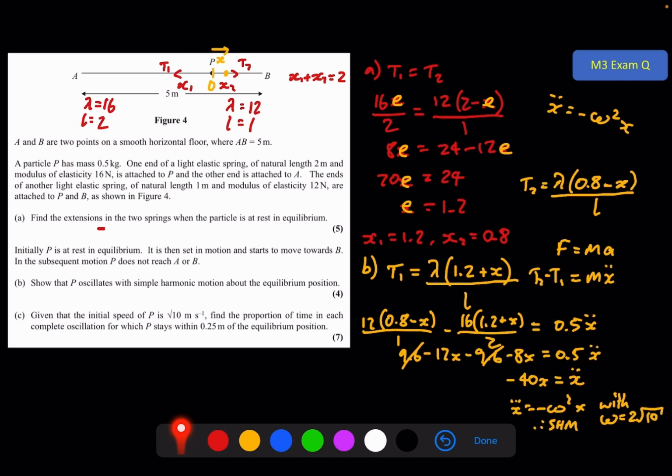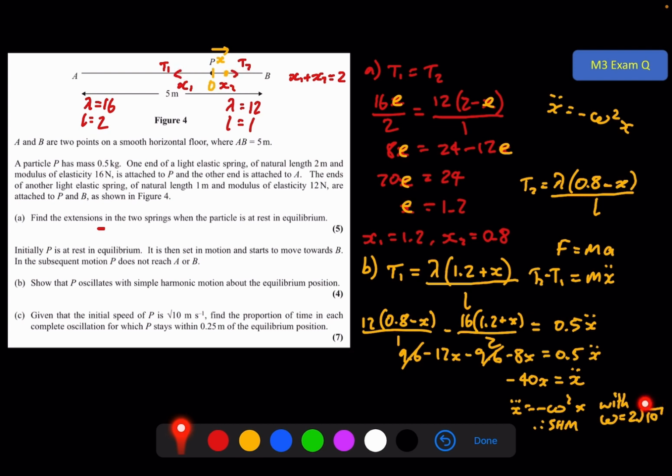Part C, given that the initial speed of P is root 10, remember it's being displaced from O initially, so this is the maximum speed when x is equal to 0. Find the proportion of time in each complete oscillation for which P stays within 0.25 meters of the equilibrium position. So we've got a few parts to this. We need to find how long it takes for one complete oscillation, because we need to state this as a proportion of that time. So for one complete oscillation, how long does it take?